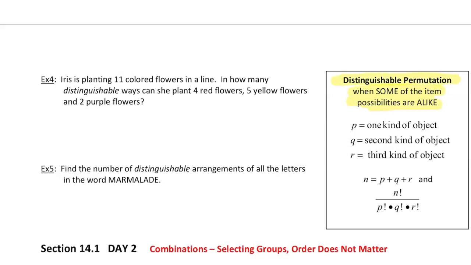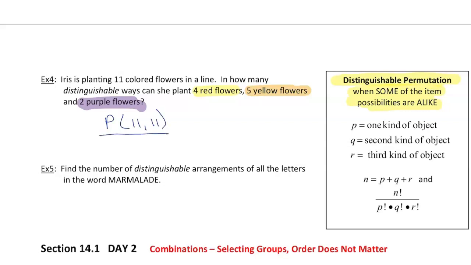So, for example, if you are trying to plant or place flowers, Iris is planting 11 colored flowers in a line. In how many distinguishable ways can she plant? Okay, so here are the copycats. She's got 4 red. She has 5 yellow. And she has 2 purple. Okay. If they were all different, we would have said she is going to take 11 and place 11.